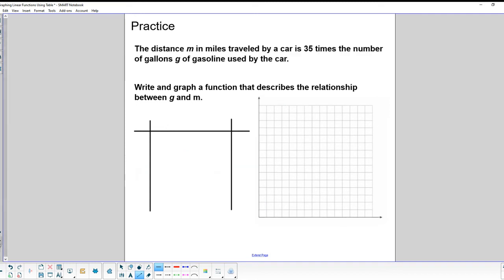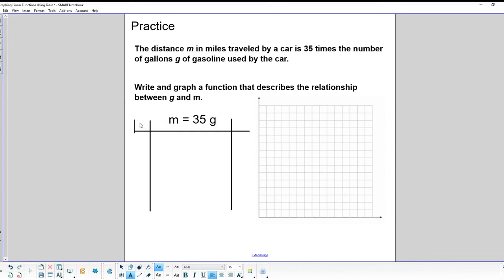All right, we've got one more example to do. The distance m in miles traveled by a car is 35 times the number of gallons of gasoline used by the car. So let's write the function again. The distance in miles traveled by a car is 35 times the number of gallons. So miles equals 35 times the number of gallons used.